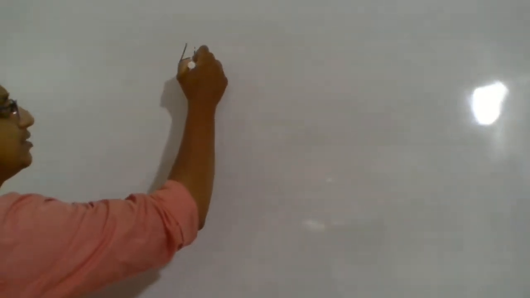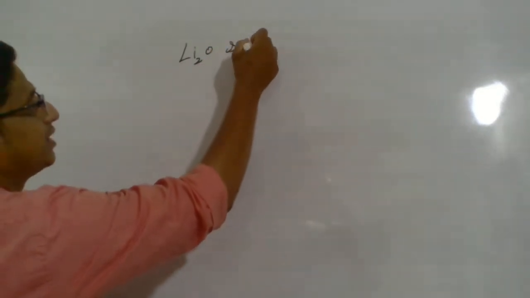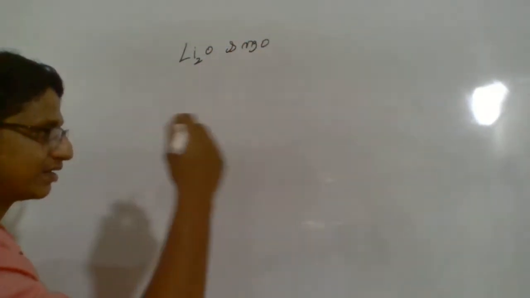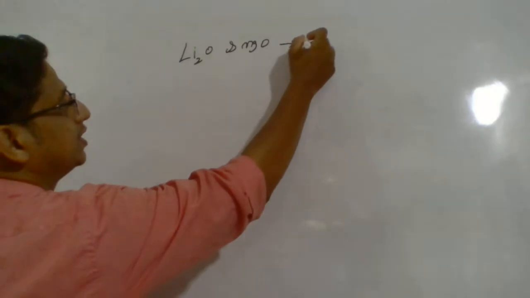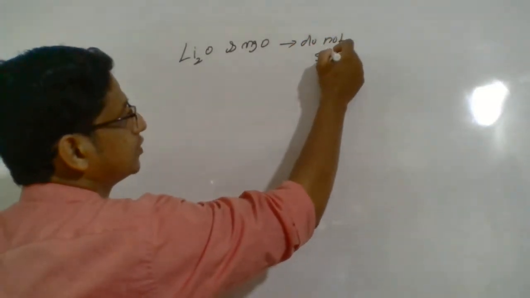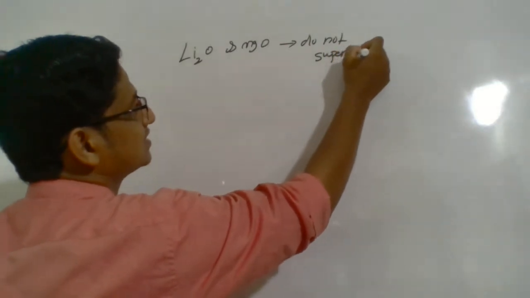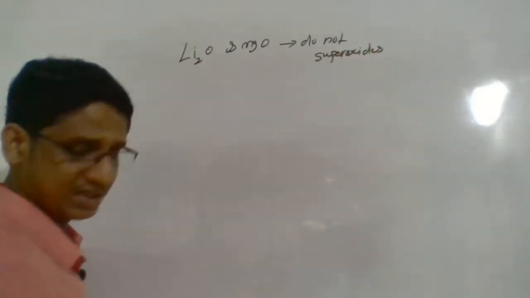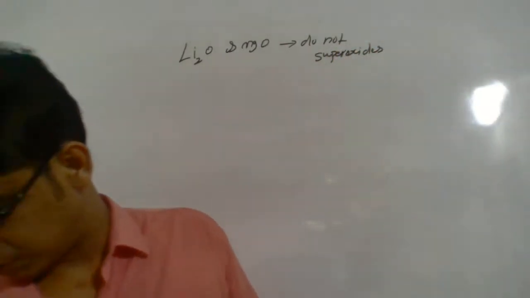Next, lithium oxide and magnesium oxide do not combine with excess oxygen to form superoxides. Lithium does not form superoxides. They do not combine with excess oxygen to form superoxides. That's another similarity between lithium and magnesium that you can remember.